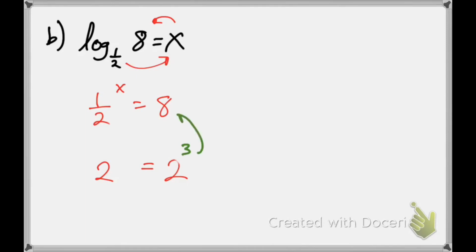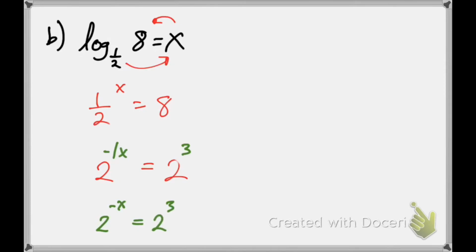So 2 cubed is 8, those are equal. Now how do I get these equal? Well, I want to bring the 2 up, so I have to have a negative 1, but I can't forget about the x. The x is still in the power, so I have to keep that x there. So I get 2 to the negative x equals 2 cubed.